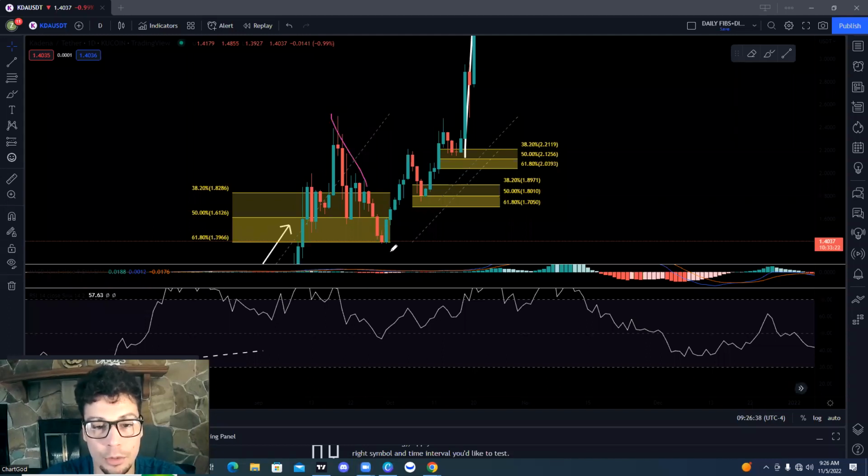So we come down, we retrace to these three levels, like I just said, okay? And then we take our swing low to the swing high right here. We come up, we retrace, hold these three levels right here, all right? And we do the same thing. We take this swing low up to this swing high, we retrace, hold those three levels, and continue pushing higher.